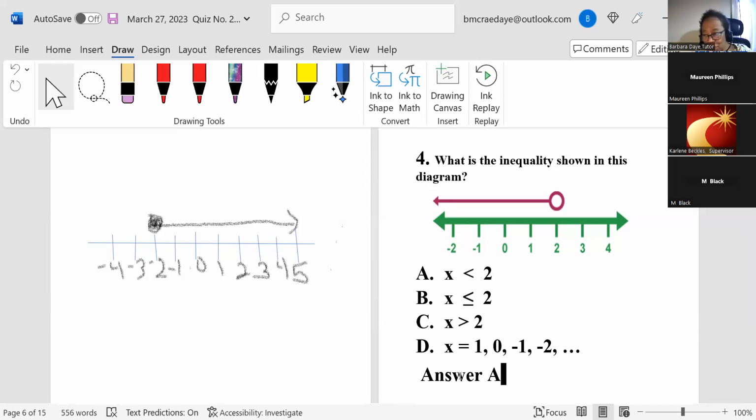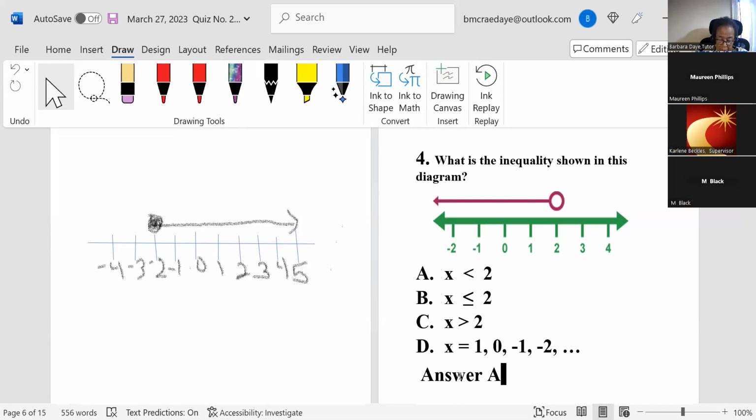And you both had different answers. On number 4, like I said, Maureen had D, and you had C. Maureen, you had an equal, a D. These are inequalities, so it can't be the equal, right?